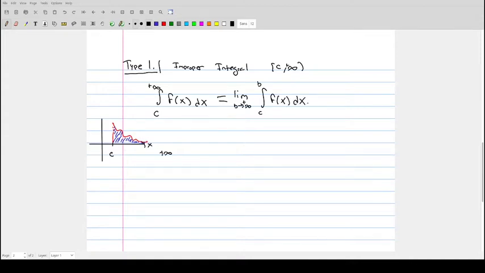And what this allows us to do is just consider what the normal integral is from c up to some b value, some positive b value. That's what's shaded in green right here. So we consider what the normal integral is of a given function on some interval from c to b, and then we just take the limit of that result as b goes to infinity.